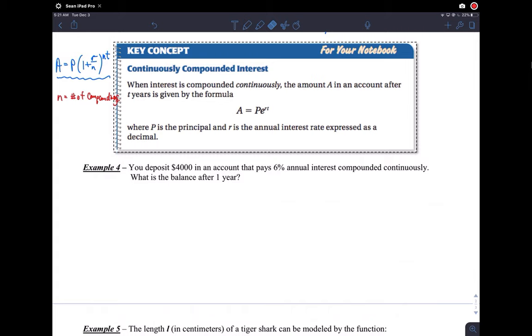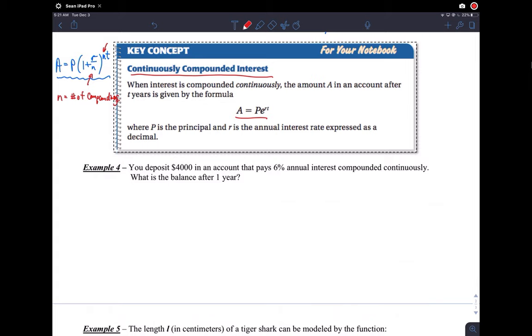Now, continuously compounded interest is different. Continuously compounded interest says what happens if we compound infinitely many times: as soon as I earn interest, I compound again, I compound again, I compound again, okay? So basically, if this n, the number of compoundings, goes towards infinity, this is what we're talking about.